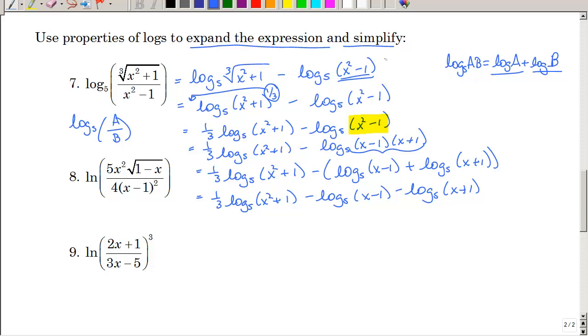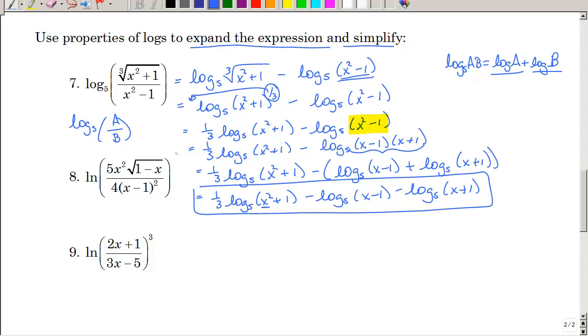So can I do anything else? Can I do a power? No. I can't do anything with that. You cannot distribute the log. It is not something you can distribute. It's like a square root. It's either the square root of the whole thing or the log of the whole thing.